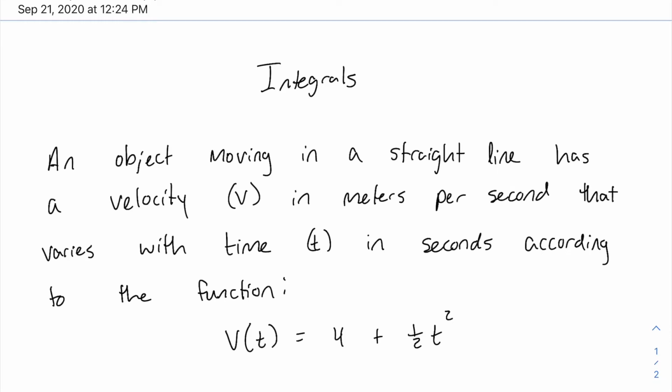In this video, we're going to learn what an integral is and how to do them. So to learn about this, let's go ahead and set up a problem. An object moving in a straight line has a velocity v in meters per second that varies with time t in seconds according to the function v equals 4 plus 1/2 t squared.